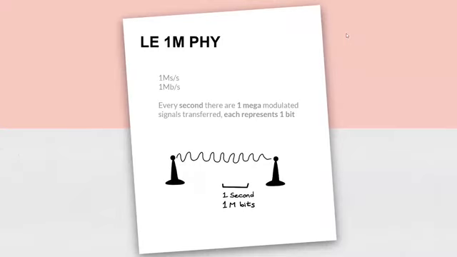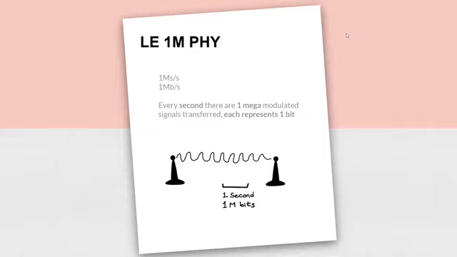So let's start by talking about the 1M PHY. This is one of our options that we have now in Bluetooth 5. This PHY was introduced already in Bluetooth 4, and since then until Bluetooth 5 was the most favorite and only PHY option in the BLE.